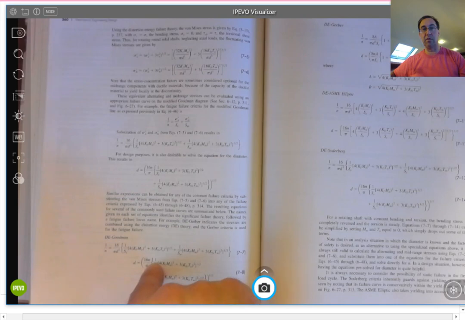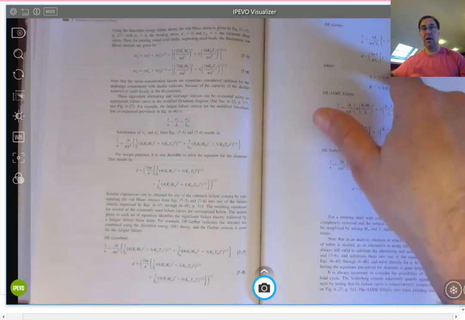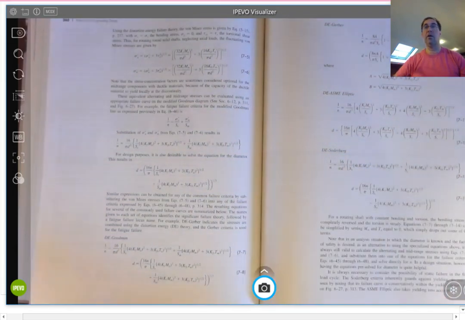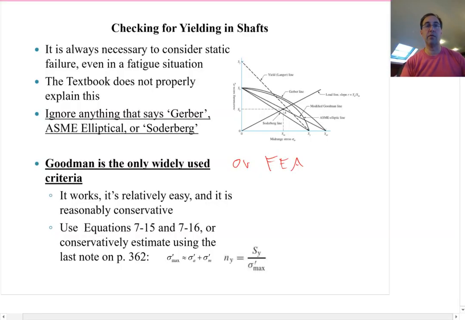This says Goodman, so this is good. Gerber, no good. X. Elliptical, no. X. Soderberg, no. We're not going to do that. Okay? So that ought to make things a little bit easier for you to concentrate on that.